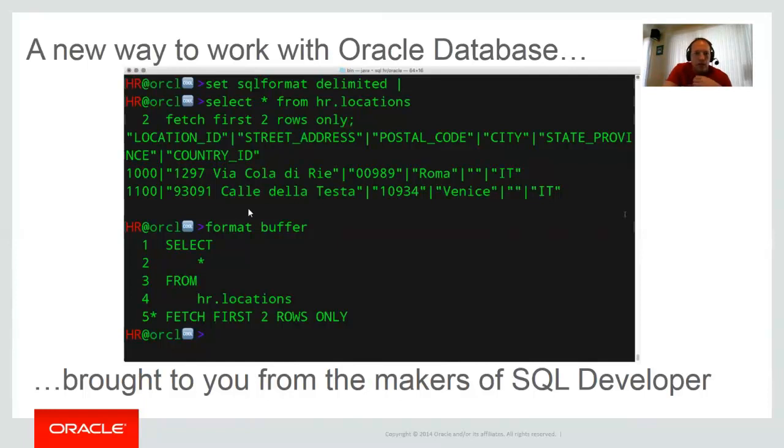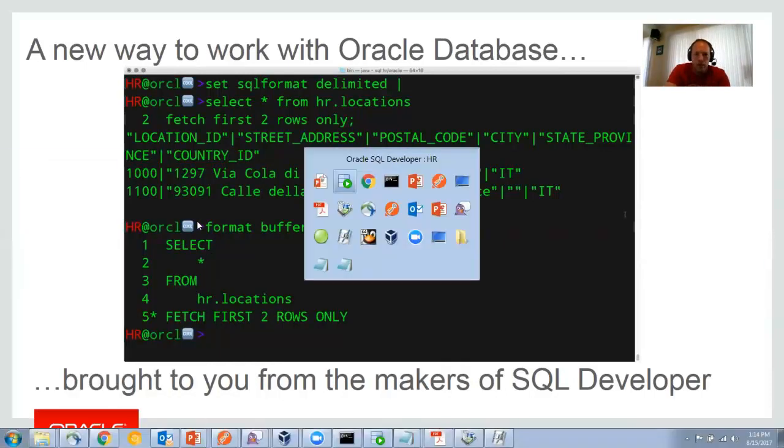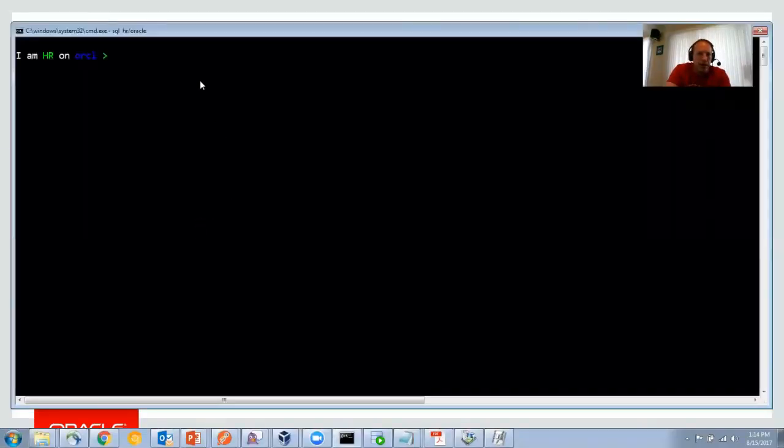So you can see I'm saying set my SQL format, which means I want the output returned in a delimited format, and I want it to be delimited with a pipe. And that output comes back in pipe delimited format. SQL Developer also has a formatter, so I can say, look, I want you to format that command in the buffer so it's a little bit easier to read, and it's done that for me. So that's using SQL Developer code in a command line interface, which I now have here as well.